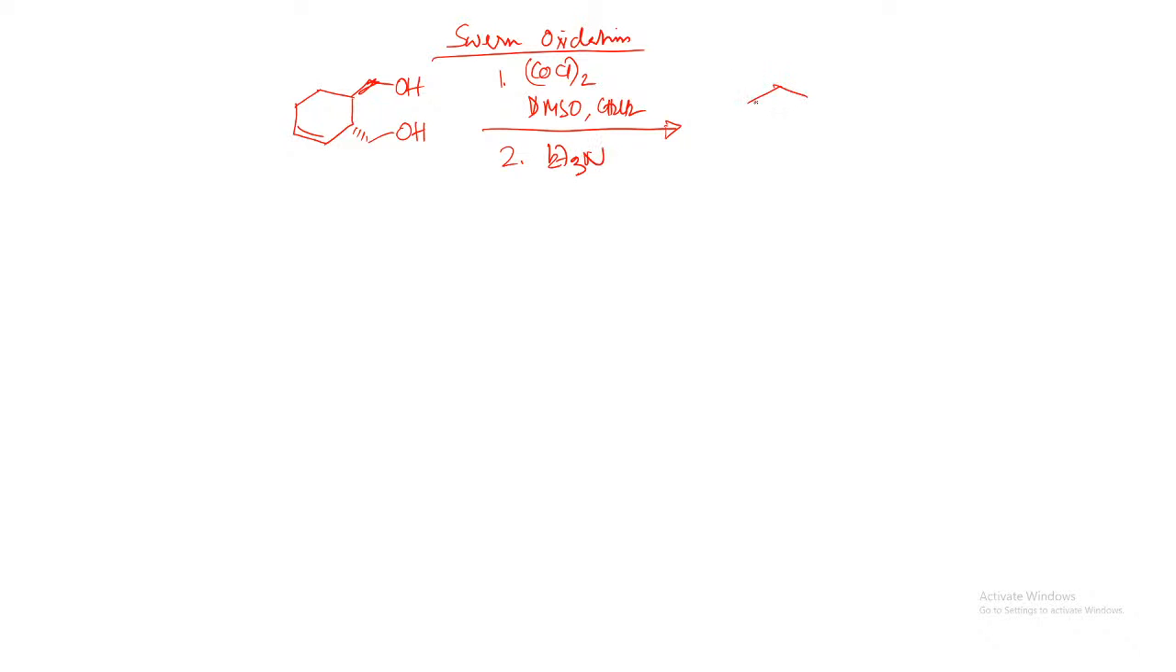So what happens? First, this dialdehyde will form, but in triethylamine, what will happen? This hydrogen will be abstracted by triethylamine. So triethylamine can go there and abstract the proton. And so this is like minus H plus, H plus.